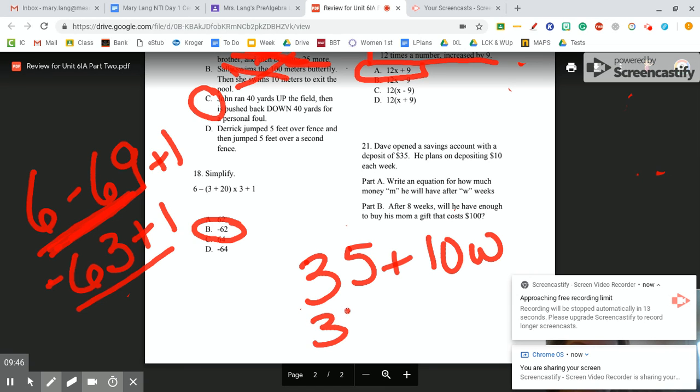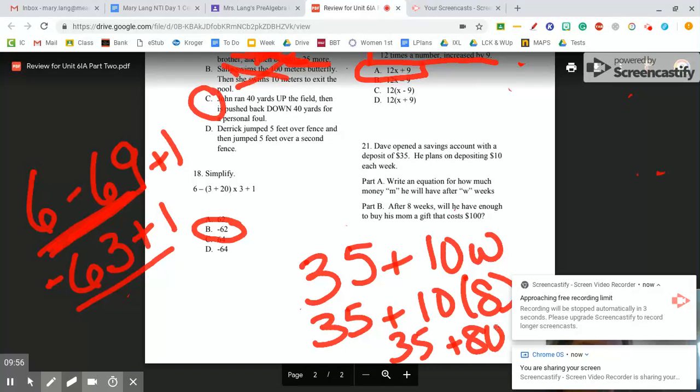And then for B, we do 35 plus 10, and it says he's got 8 weeks, so 35 plus 80. And you solve that and see if you can buy it, and it's going to be no because it's more than $100.